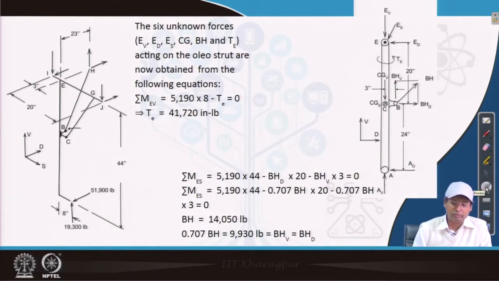Okay, so we have found out in the last slide the components of the CG and BH in vertical and horizontal direction, horizontal in the side as well as in the drag direction. Let us see how do we proceed further to find out other forces. The 6 unknown forces EV, ED, ES, CG, BH and TE acting on the oleostrat are now obtained from the following equations. To find out TE, what we can do?